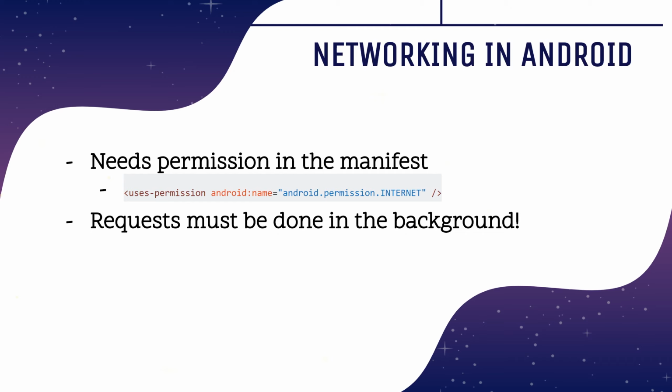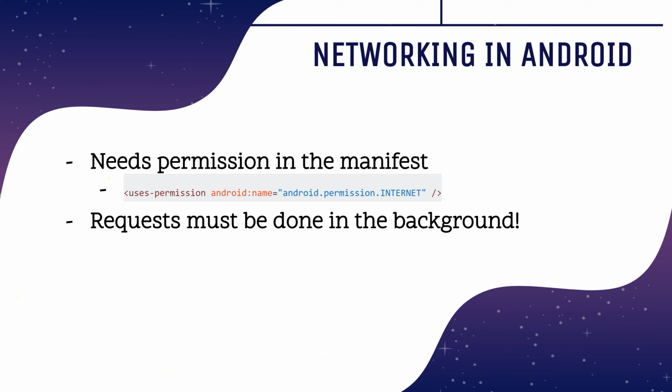So first off, how do we actually do this in Android? We've been talking about the high-level concepts, but now how do we bring that back down and actually implement networking in our application? The first thing we need to do is tell the Android operating system that our application needs permission to access the internet.